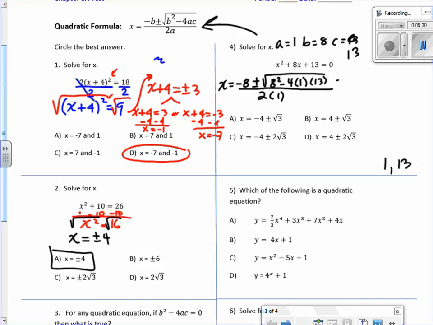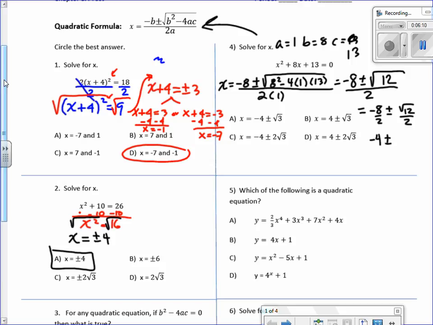So when I simplify this, now remember, the way I explained to you guys was to do the part under the radicals separately. So simplify that separately, and you end up getting 64 minus 52, which is 12, over 2. And then when you simplify that, you get negative 8 over 2 plus or minus the square root of 12 over 2. Now, the square root of 12 over 2 can break down, and negative 8 over 2 also breaks down. This would be negative 4 plus or minus.